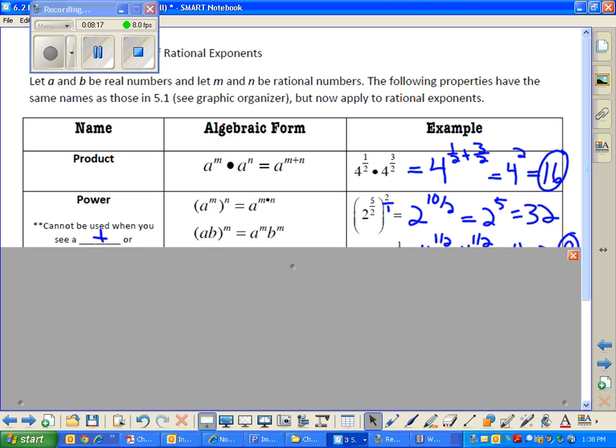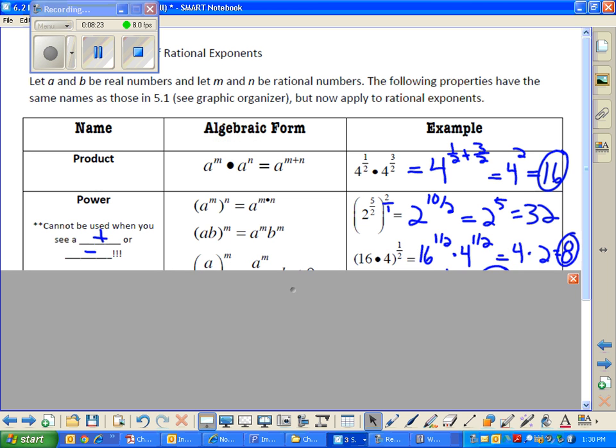Rolling down here, you're allowed to distribute your exponent into that quantity there because there's no plus or minus. So our example kind of looks like this. You have 16 times 4 to the 1/2. You could multiply the 16 times the 4 first, but I wanted to show you the power property for exponents. So I would do 16 to the 1/2 times 4 to the 1/2. That's the same thing as taking the square root of 16 times the square root of 4. Square root of 16 is 4.